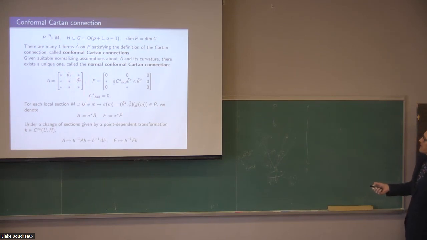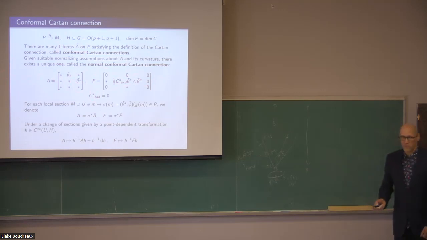And also, if we assume that the curvature has a lot of zeros, and that this part here in the middle has zero trace, then it turns out that we can find a solution to those conditions, and this solution is unique. It is called the normal conformal Cartan connection. So by imposing some additional conditions, we fix a connection on this bundle and we call it the normal conformal connection.